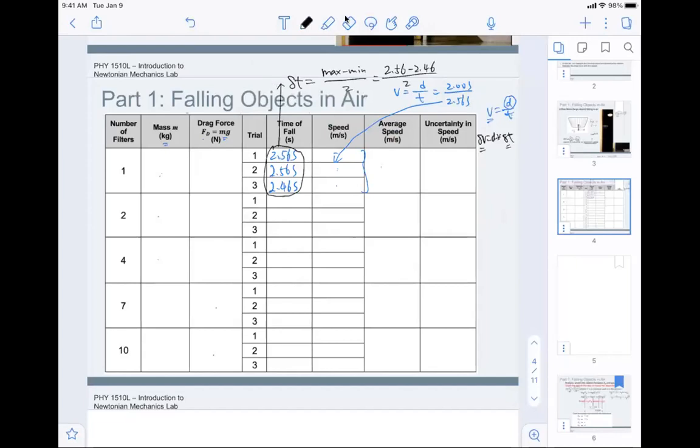So for that first number of filters, we found delta t, and we can multiply by that 2 meters because D is 2 meters for all of them. Simply multiply that, you get the uncertainty here for the speed. Okay, you can repeat this for the different number of coffee filters, and the procedure is the same.